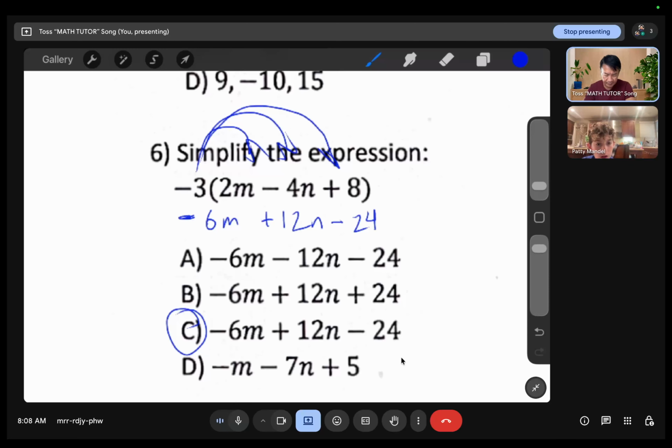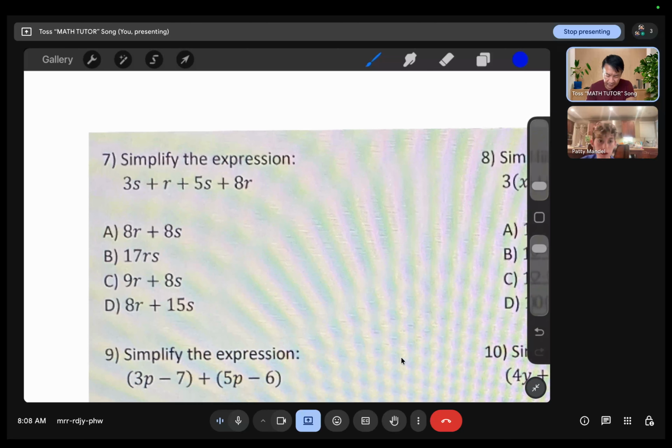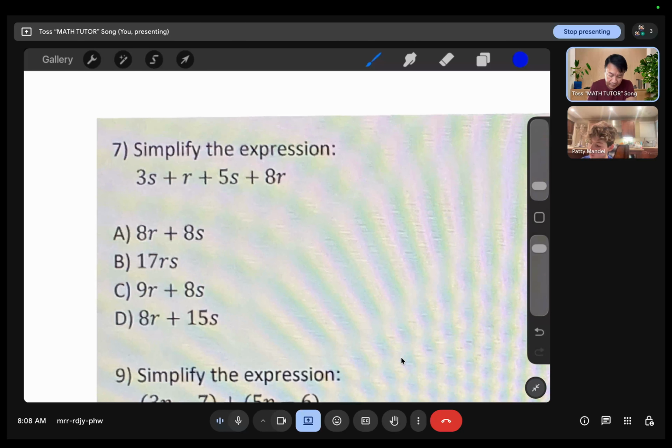Okay. What about 7? I think we're going over here. Yeah. All right. Simplifying. Combining like terms where you can. Where you can. Okay. 8s plus 9r. Let me see.